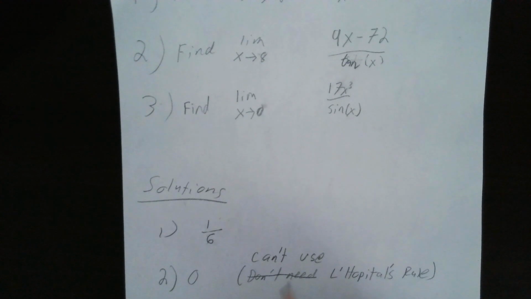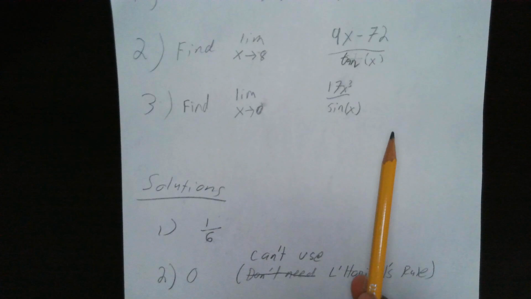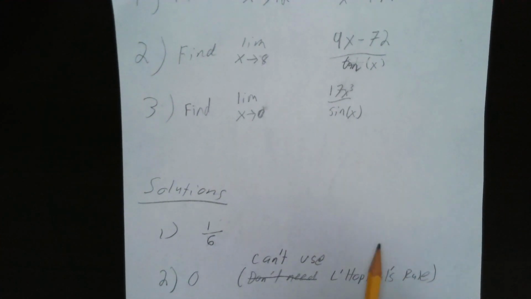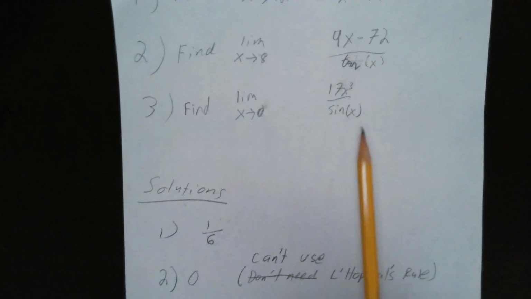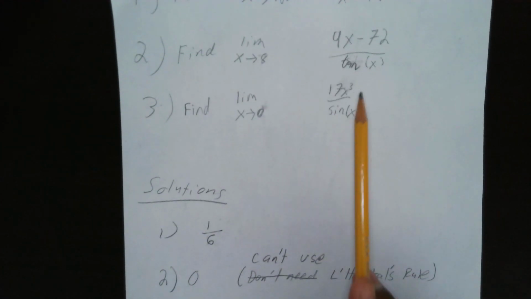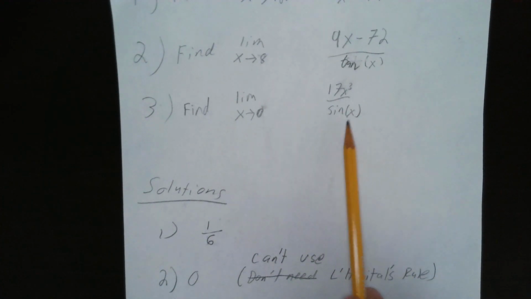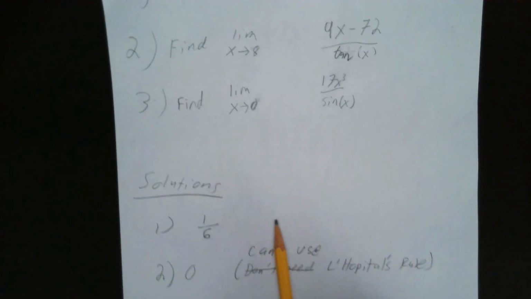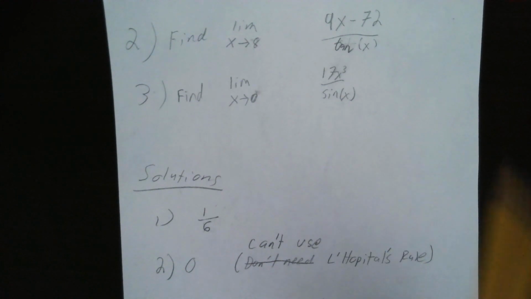And then for our limit as x approaches 0 of 17x cubed over sine of x, we get 0. First of all, when you plug in 0 for the numerator and the denominator, you get 0 over 0, so then you use L'Hopital's rule, and you're going to get 51x squared in the numerator and cosine of x in the denominator. If you take the derivative of sine x, you get cosine x. Let me write this over here.